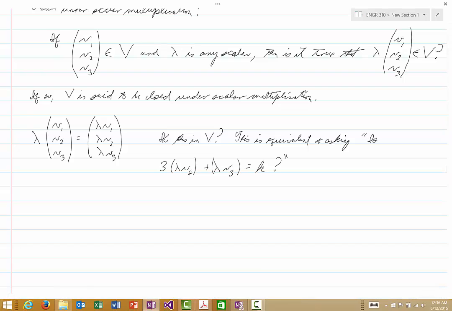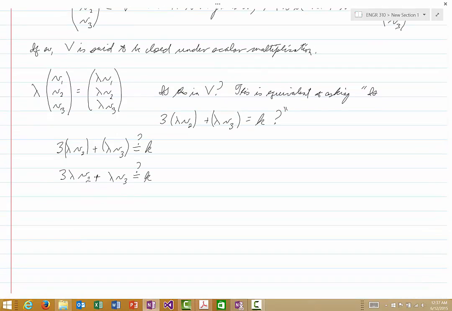Well, how do we answer that question? Let's do it like this. We'll say 3 times lambda v2 plus lambda v3 equals question mark k. And the question mark means we don't know if it's equal to k. We're asking that question. Well, if we multiply out the terms on the left-hand side, we get 3 lambda v2 plus lambda v3 equals question mark k. And now if we factor out lambda on the left-hand side, this is the same as lambda times 3v2 plus v3. And we want to know if that is equal to k.